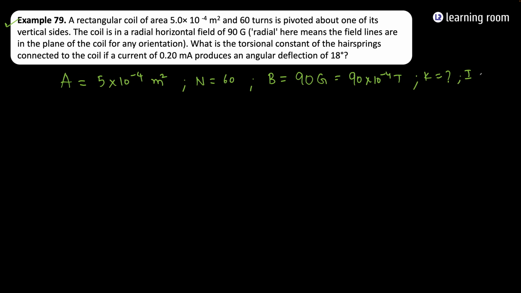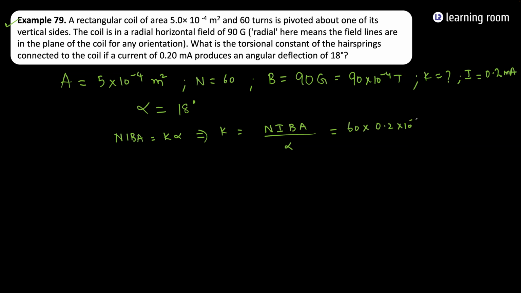K is equal to how much? If the value of current that is flowing through the galvanometer is 0.2 milliampere and it produces an angular deflection of 80 degrees. So all that we need to find is K, right? Suppose, let's assume you don't remember the formula at all. All that you need to remember is NIBA is equal to K alpha, which implies K is equal to NIBA by alpha. The value of N is 60, into I is 0.2 milliampere.